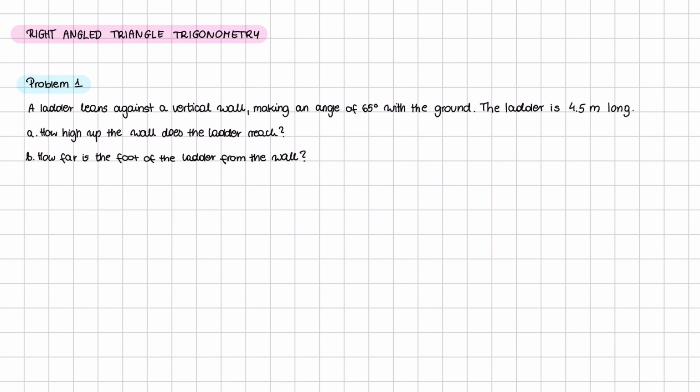Problem 1. A ladder leans against a vertical wall, making an angle of 65 degrees with the ground. The ladder is 4.5 meters long. A. How high up the wall does the ladder reach?